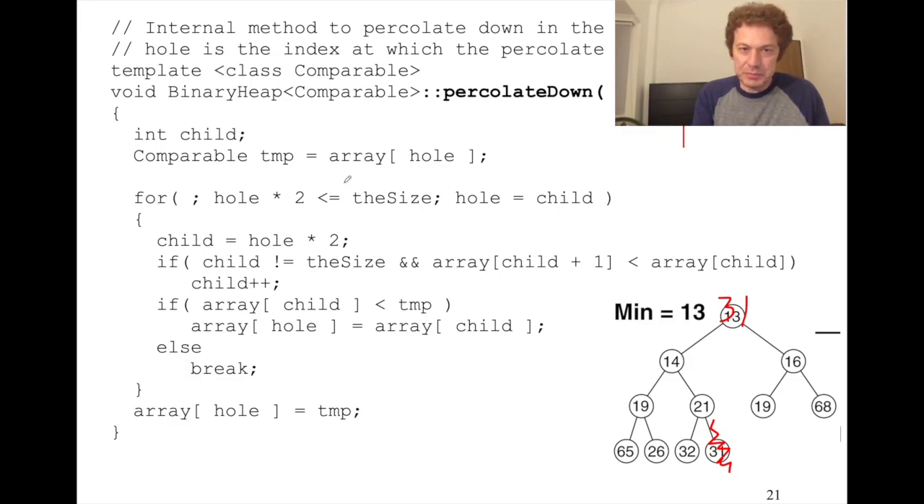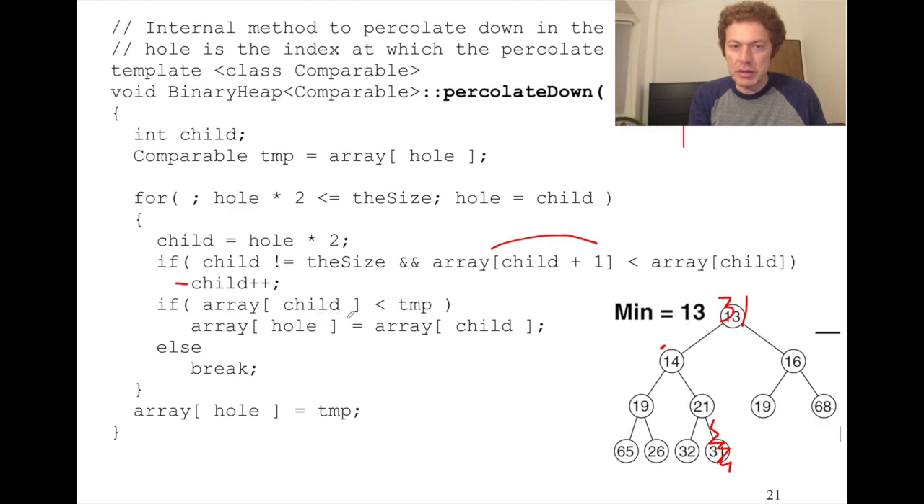But if I have a left child, then child is the left child. Okay, so this is the child candidate. Now I will also look at the right child. Be careful. So child is this, and child plus one is this. So is 16 smaller than 14? If yes, then child moves to that node. But this is not the case here, so I don't execute this statement.